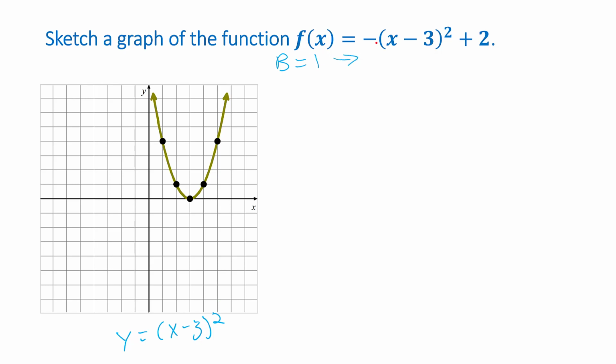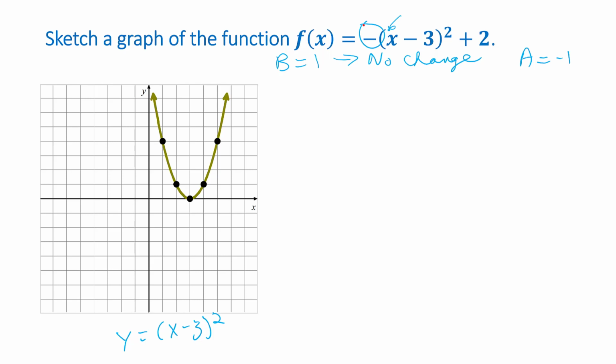So there's no change to the graph from the value of B here. So no change indicated by the value for B. And we then next move on to A. So here A was equal to negative 1. A comes from the negative out front here. So what does A tell us to do?